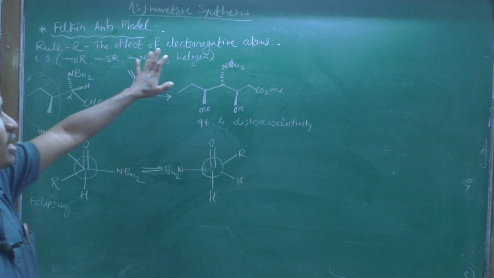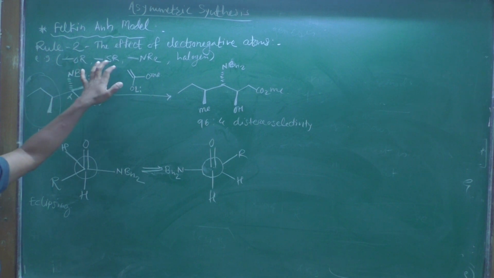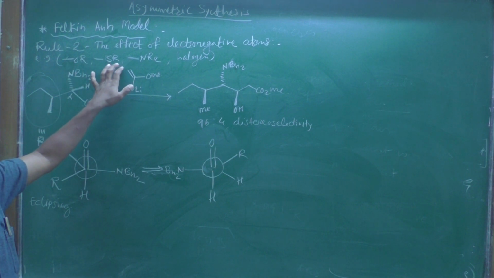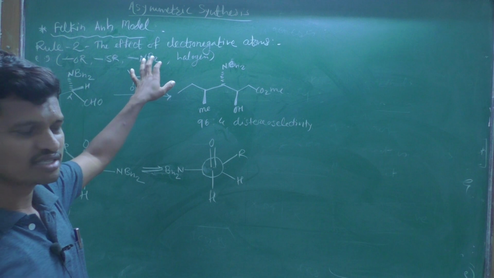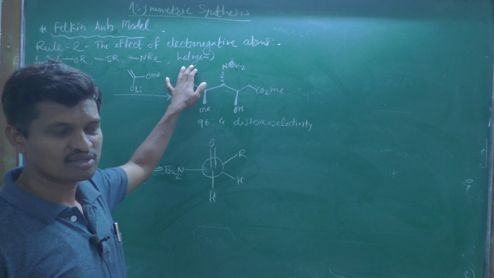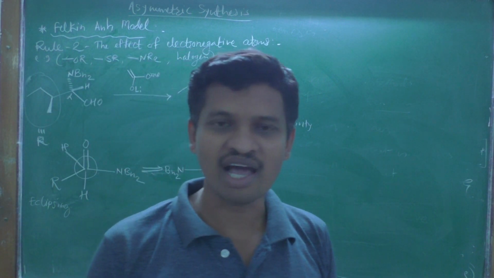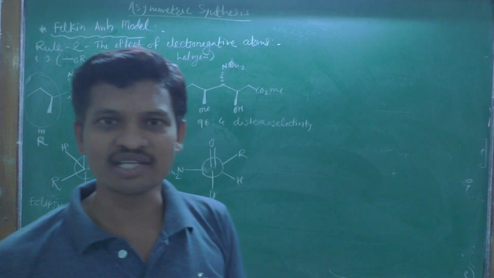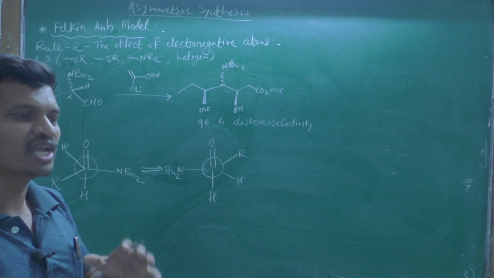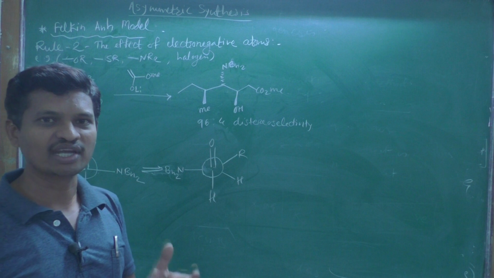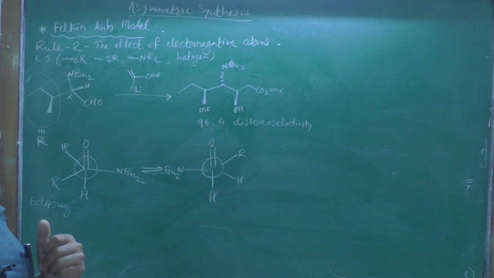The second rule is the effect of electronegative atoms such as alkoxy group, thiol group, alkylated thiol group, that is SR, then amines, that is substituted amines, halogen atoms. When all such electronegative atoms are present at the alpha chiral center in carbonyl compounds such as aldehydes and ketones, then how is the Felkin model used for getting the stereochemistry of the resulting product?